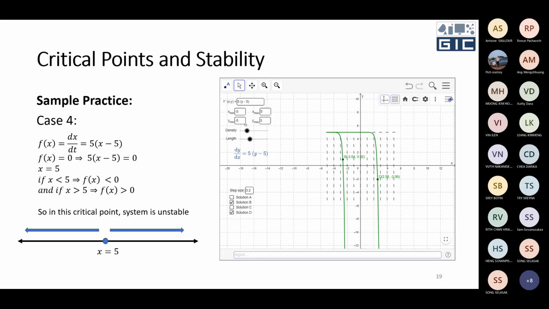Okay, Antoine, do you have any questions? Yeah, I just have a question. If I have an equation that looks like a multiplied by x minus b, where a and b are constants, does that mean that it is always unstable?